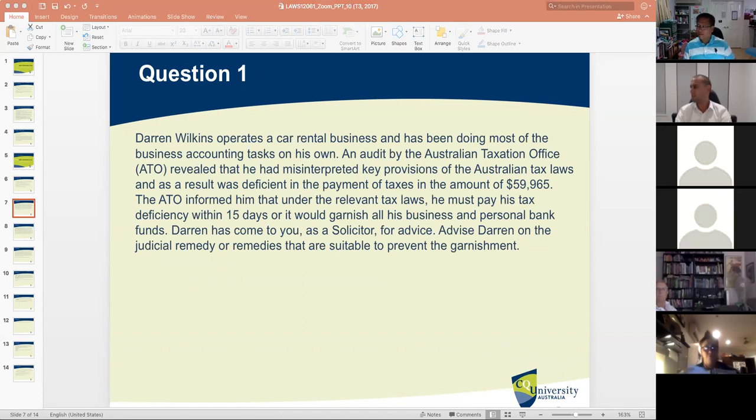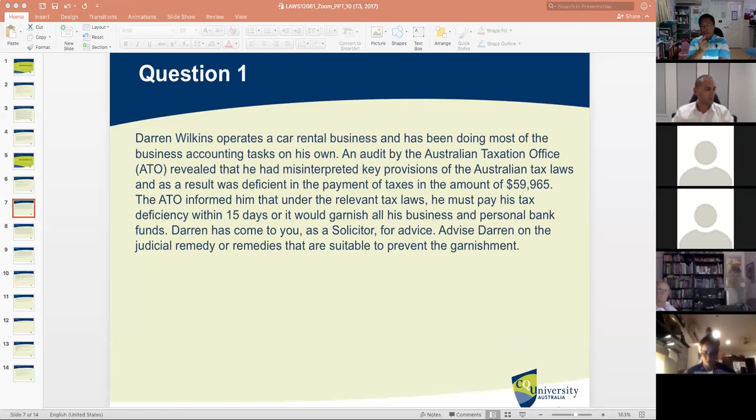Darren Wilkins operates a car rental business and has been doing most of the business accounting tasks on his own. An audit by the Australian Taxation Office, ATO, revealed that he had misinterpreted key provisions of the Australian tax laws and as a result was deficient in the payment of taxes in the amount of $59,965. The ATO informed him that under the relevant tax laws, he must pay his tax deficiency within 15 days or it would garnish all his business and personal bank funds. Darren has come to you as a solicitor for advice. Advise Darren on the judicial remedy or remedies that are suitable to prevent the garnishment.